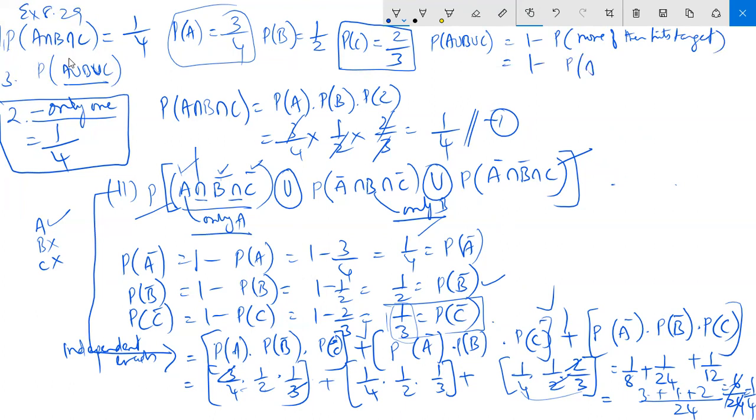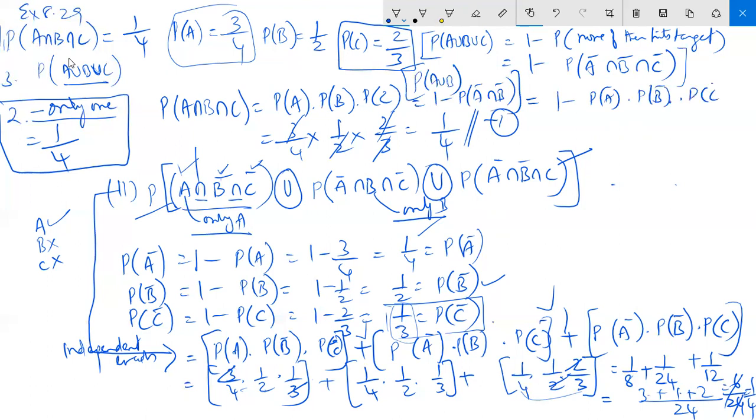That is equal to 1 minus: A doesn't hit the target, B doesn't hit the target, C doesn't hit the target. So P of A union B union C, you found out previously, P of A union B will finally become 1 minus P of A dash intersection B dash. Same way, this extension: 1 minus P of A dash into P of B dash into P of C dash. That's all. Very simple one.